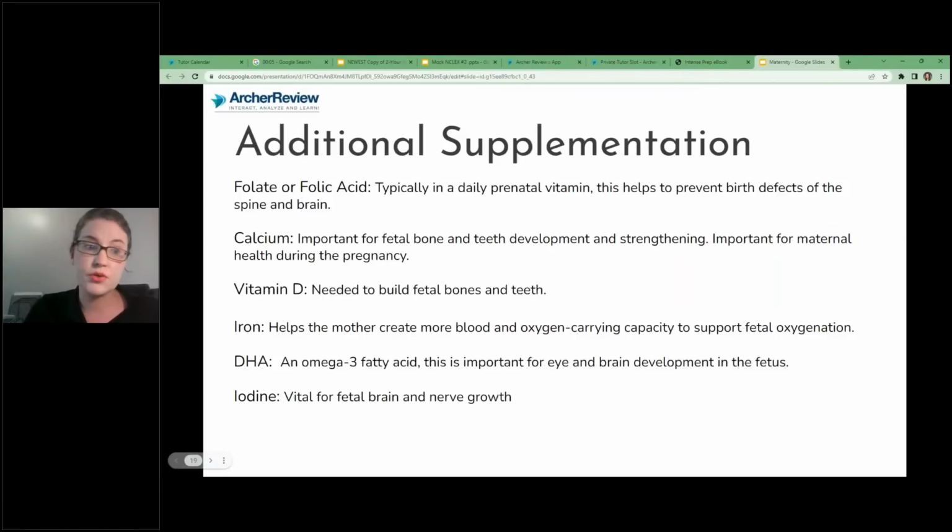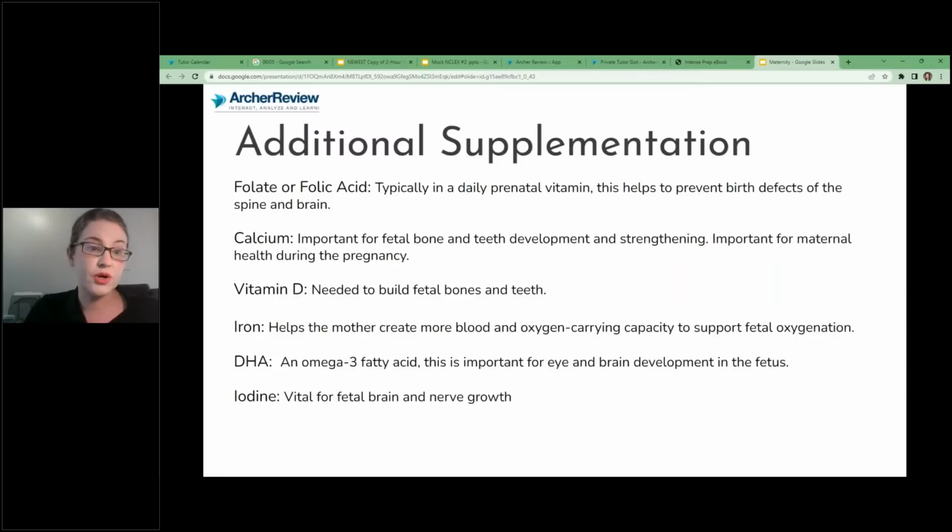Calcium is going to be another really important supplement. This is really important for fetal bone and teeth development and strengthening. And of course, it's also important for maternal health during the pregnancy as well. And of course, you can get calcium with dairy products. Broccoli and kale have a lot of calcium, and same with certain fortified cereals.